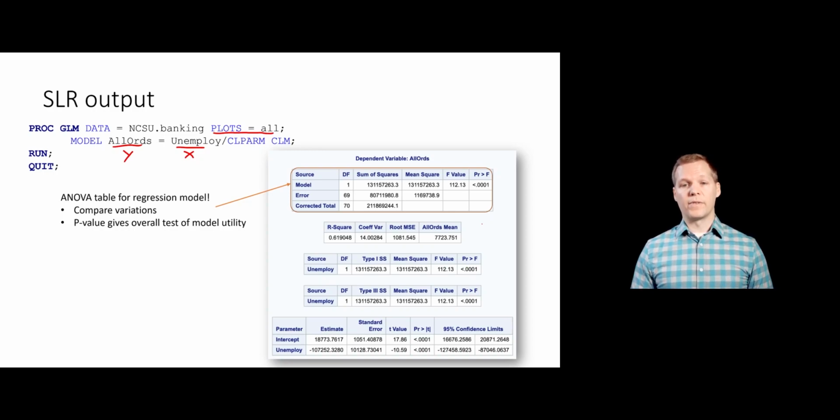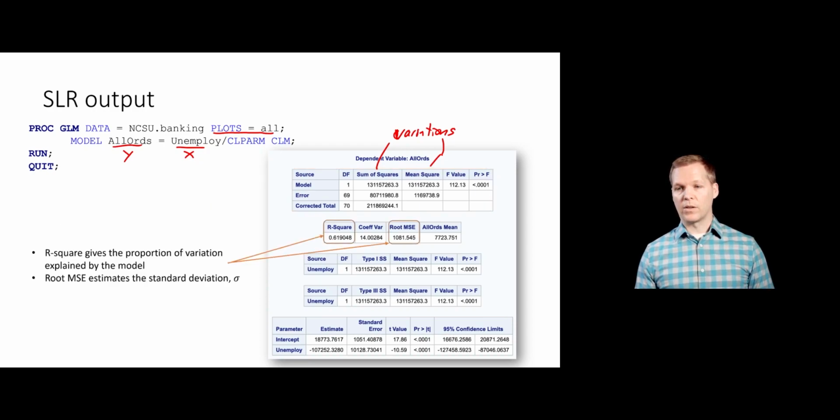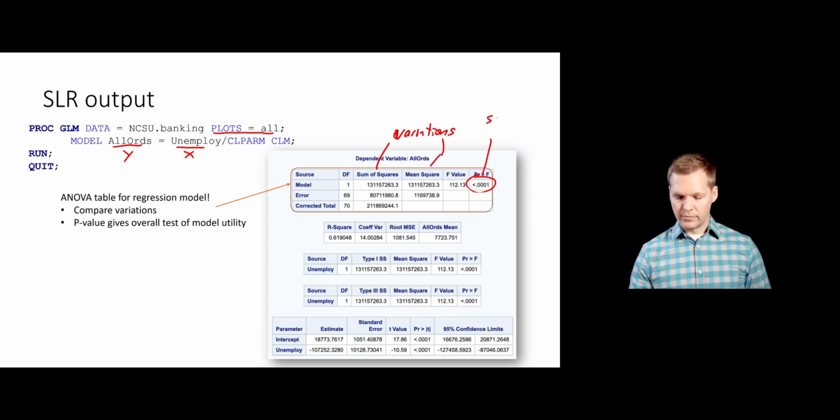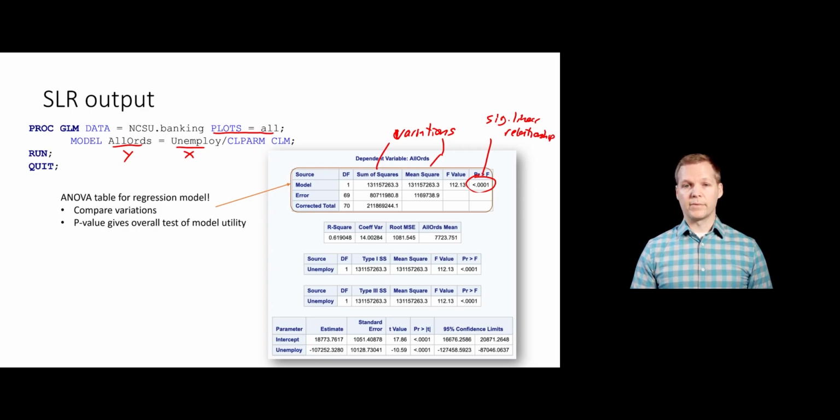So this top part is called an ANOVA table, and this just gives us comparisons of variation. So these are all variations being measured from my data, and these are sort of standardized versions of these. Basically we use these variations to determine whether we have a significant linear relationship or not, and then this p-value over here is going to allow us to test whether or not our model is useful. So if that p-value is very small, that means that we do have a significant linear relationship. So that's good. It seems like unemployment is useful for modeling the all ORDS.